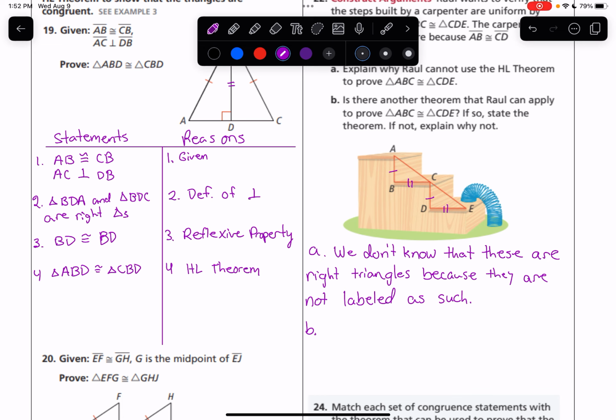You need more information to use any theorems. No. You need more information to use any theorems.